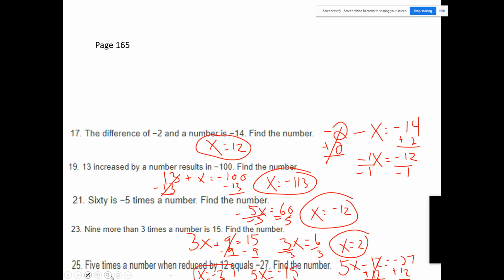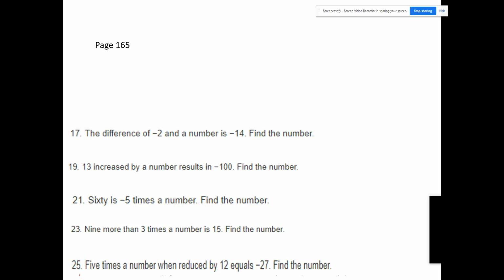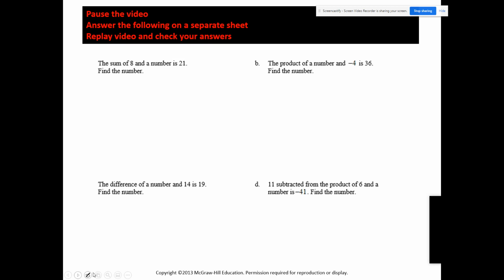And then I stopped explaining the steps from the flow chart. You don't need to explain what step is what. It's just to familiarize yourself with each of the steps that you go through. All right, so I recommend that you pause the video, do these on a separate sheet, and then replay the video and check your answers. I'm going to put the answers up here, but I'm not going to explain them in depth like I've been doing with the notes.